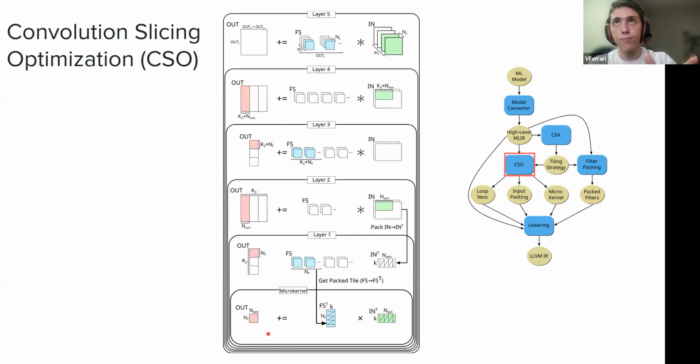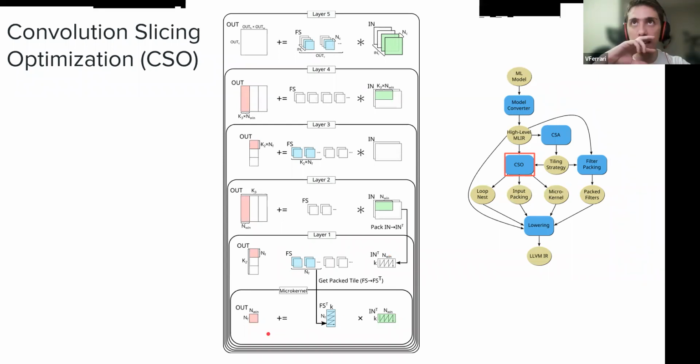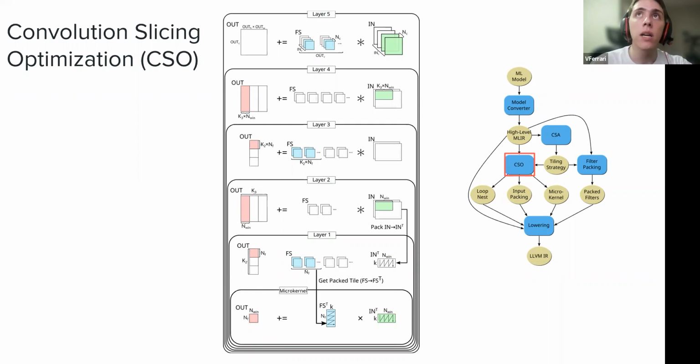And at the innermost section of the loop nest, we have the micro-kernel that takes one tile of each type and calculates the output with them. So let's see how this is actually generated. What code is generated in MLIR to do this?